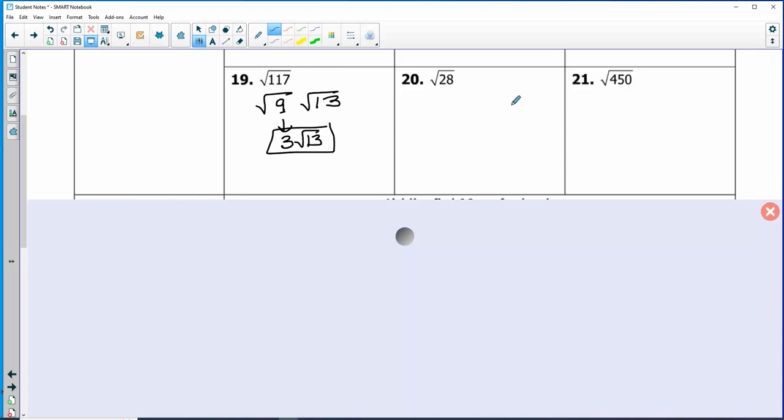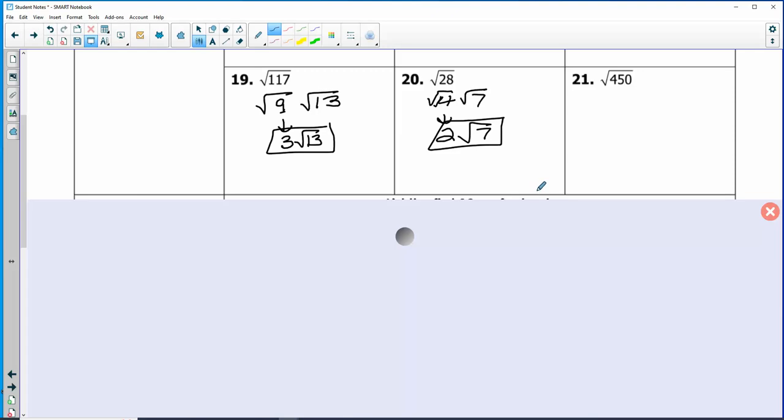All right, 28. What can we divide that one by? 4 and 7. The square root of 4 is 2. Is 7 divisible by any perfect squares? No, so it's just 2 radical 7.